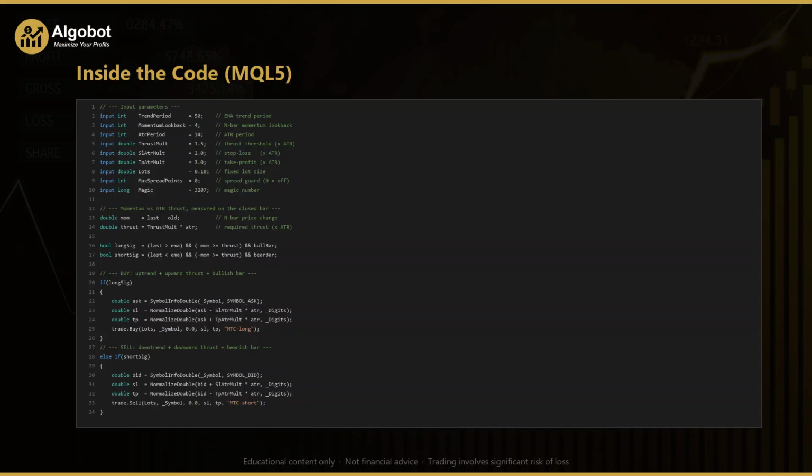Let's look at the actual MetaTrader 5 code that powers this. At the top, you can see the input parameters, which are the dials you can adjust in the strategy tester. TrendPeriod sets the EMA length at 50. Momentum lookback is 4, the number of bars used to measure the move.